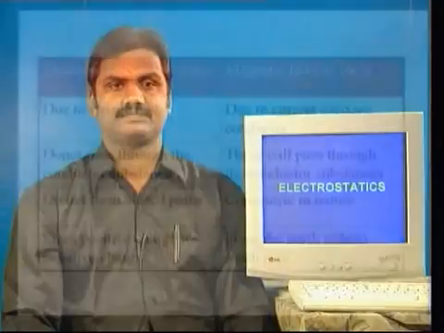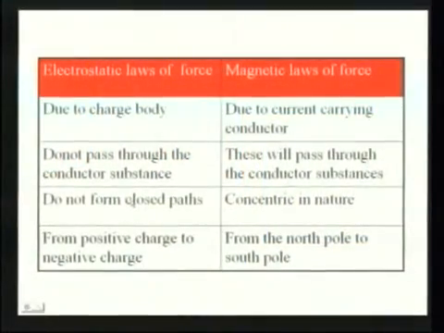Next we will move to the comparison of electrostatic and magnetic lines of force. Let us see the comparison of the electrostatic lines of force and magnetic lines of force. Due to charged body, it is due to current carrying conductor.